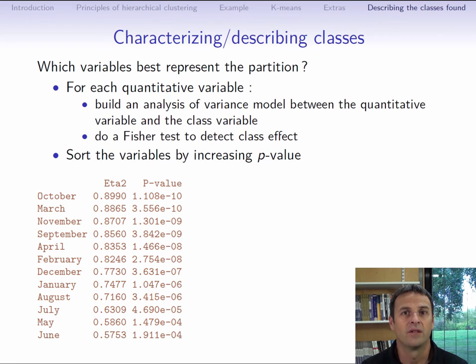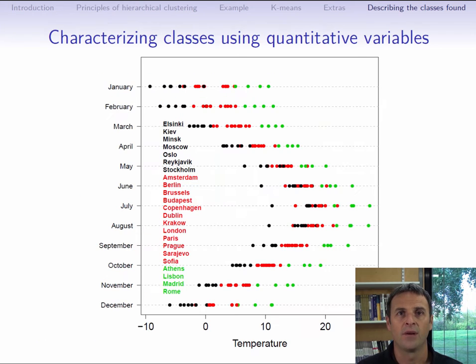But the p-values for the internal variables are still useful, even if they can't be used like in classical tests. An F-test just helps us find variables that more or less influence the partition. Next, let's try to understand what each class can be defined or described by. Which variables are most important for each class? This plot helps us to visualize the data. Each row corresponds to a variable, each point to a city. The black points represent Helsinki to Stockholm, the red points Amsterdam to Sofia, and the green ones Athens to Rome.